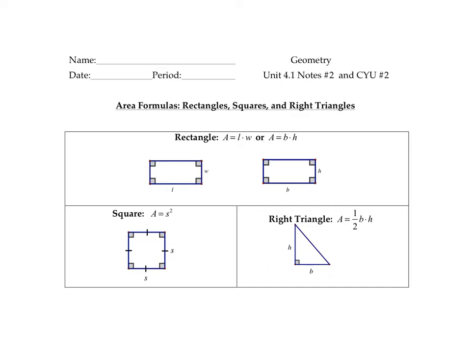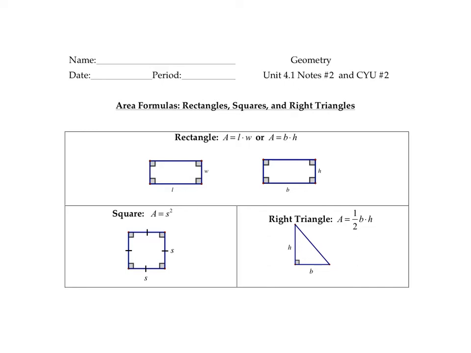To find the area of a square, well, since a square is a rectangle where all sides are equal to each other, you just take a side and multiply it by the length of another side, or we can simply say that the area is equal to the length of the side squared.